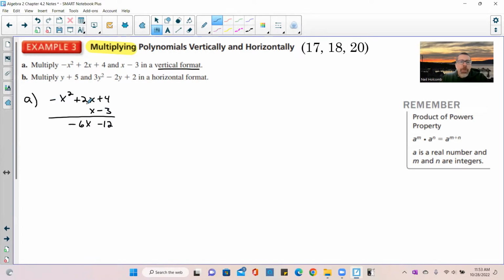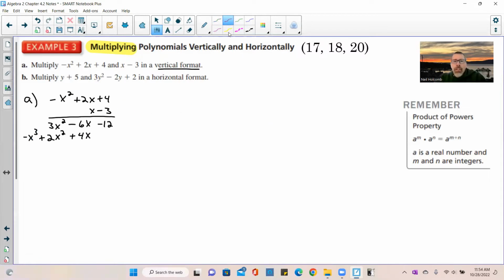Negative times a negative is positive. 3 times x squared is 3x squared. That's this first polynomial multiplied by negative 3. Now we're going to multiply everything through by x. X times 4 is 4x. Line it up with your linear term here. It's a positive 4x. X times 2x is 2x squared, and it's positive. And then finally, x times a negative x squared is a negative x cubed.